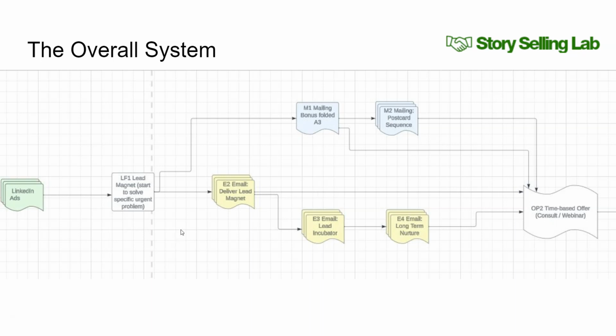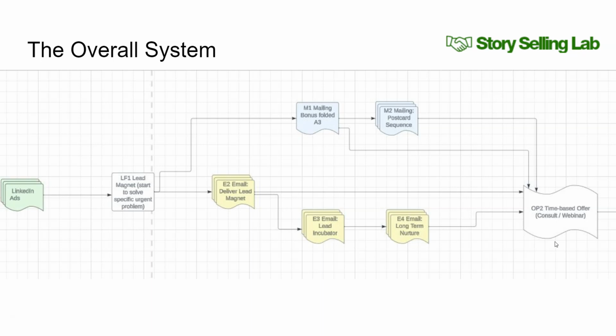So that's the overall system. It's kind of a sifting and sorting mechanism where we're attracting a bunch of people who have the problem that you solve, and then we're segmenting them. Are they willing to give us their mailing address? Because if they are, that immediately highlights them as a better prospect. We're then sending them a few emails. We're delivering the lead magnet as the first point. We're then sending them 3 to 12 emails as the lead incubator sequence. And again, the people who are most likely to work with you will respond to these emails.